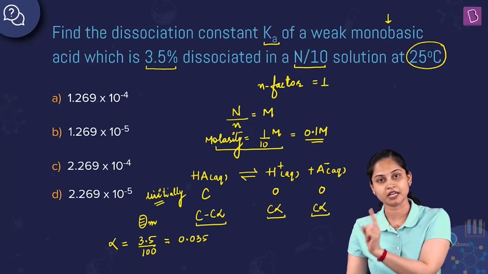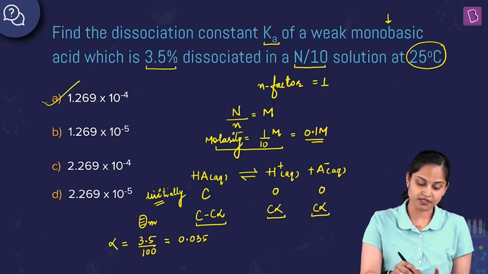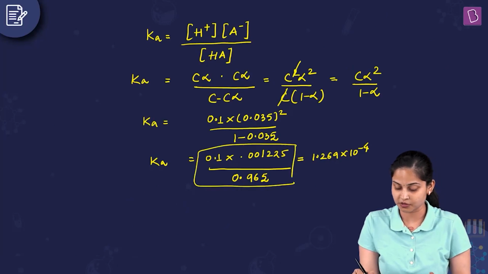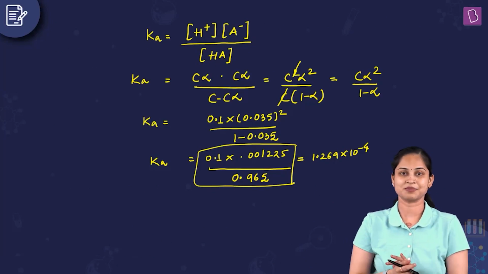which is 3.5% dissociated in N by 10 solution at 25 degrees Celsius. Okay, option number A is the right answer. For this particular calculation, it's very easy. Just take the approximation and you'll get your results out. So this is the right answer to this particular question.